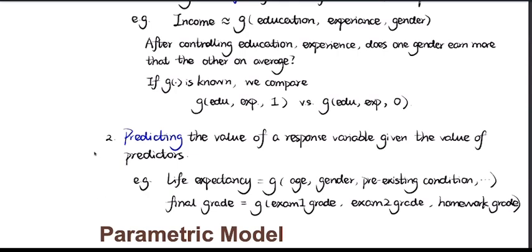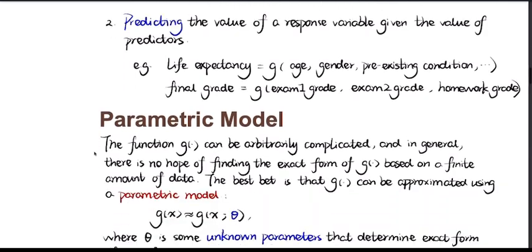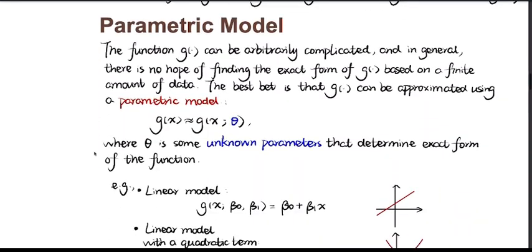Now, going into the parametric model. What we're seeking is this guy here, okay? And that can be complicated, in the sense that it could be a polynomial of degree 1, degree 2, degree 3. It could be an exponential function. It could be any form of function at all, okay? And in general, there is no hope of finding the exact form of that based on a finite amount of data.